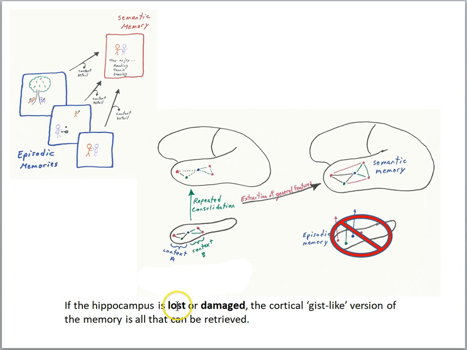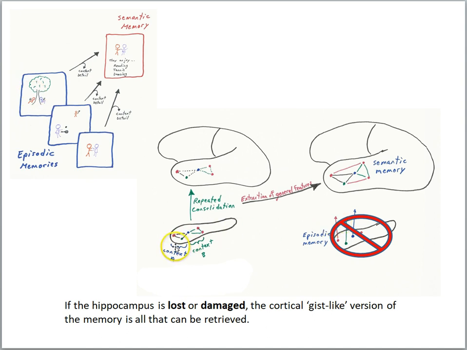In fact, if the hippocampus is lost or damaged, then the cortical gist-like version of the memory is all that can be retrieved. So let's take our example of knowing information about this couple and then also having episodic memories. Well, if after storing all this information about this couple, I lose my hippocampus, I'm going to lose access to these episodic memories. All I will have left are semantic memories of that couple. So I might be able to tell you that they enjoy reading and tennis and dancing, but I will fail to be able to retrieve a vivid, detailed, context-specific memory of these episodes.